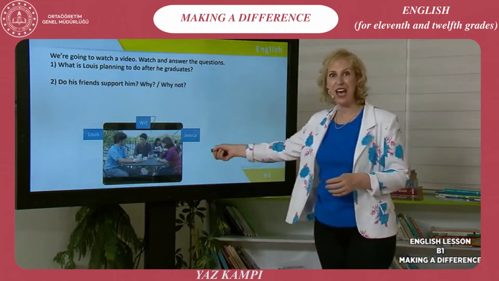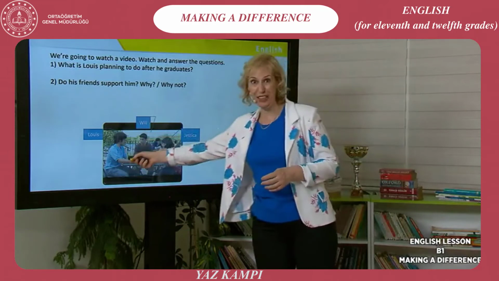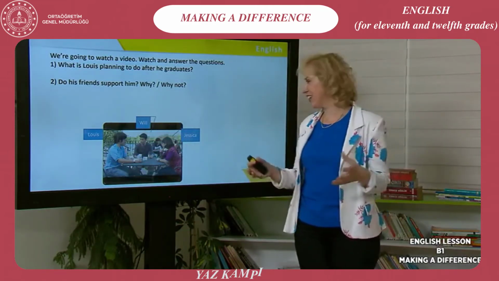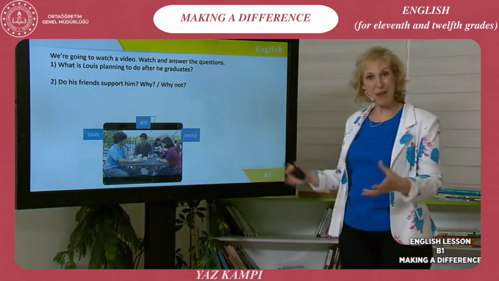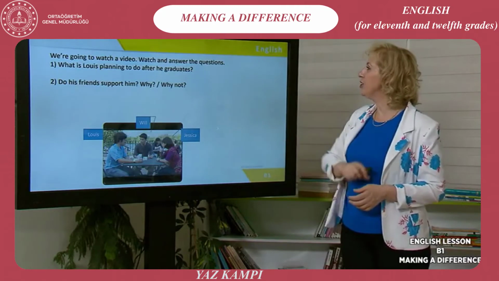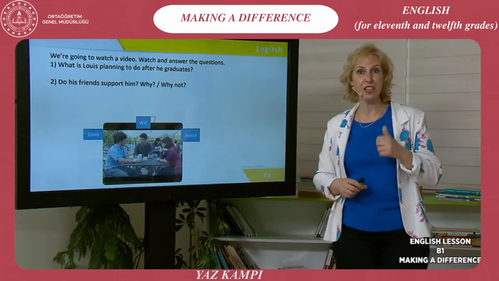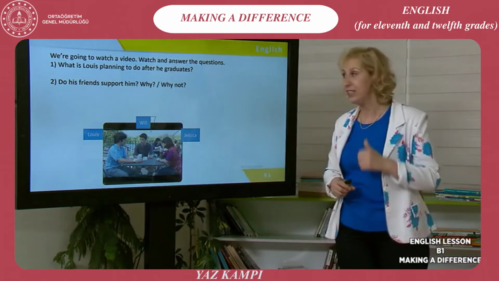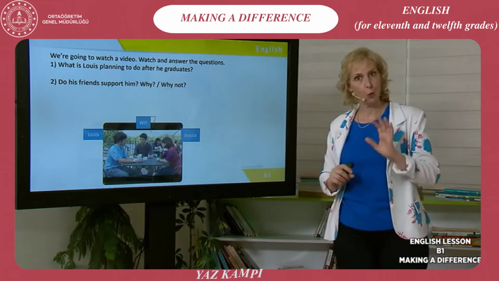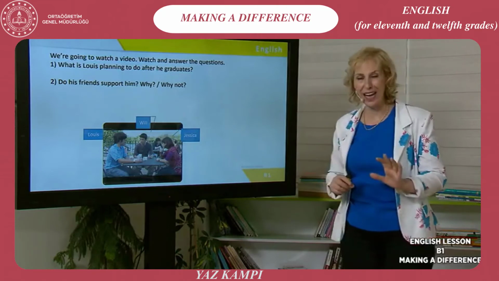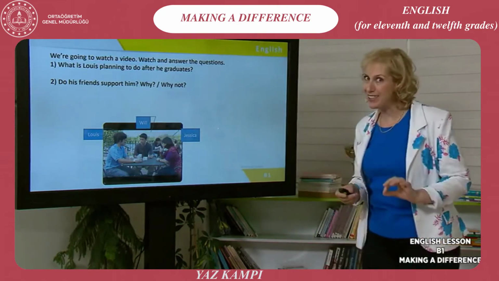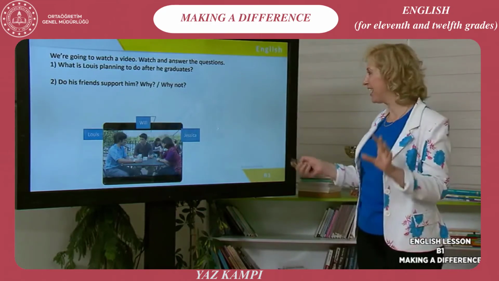As you see here, we have characters. Louis, Will, Jessica, they are friends. And they have met up and discussing or talking about something. Yes, what is Louis planning to do after he graduates? You're going to find out it. Then, do his friends support him? Why or why not? Please watch very carefully. Very easy, and I'm sure that you're going to find the answers.